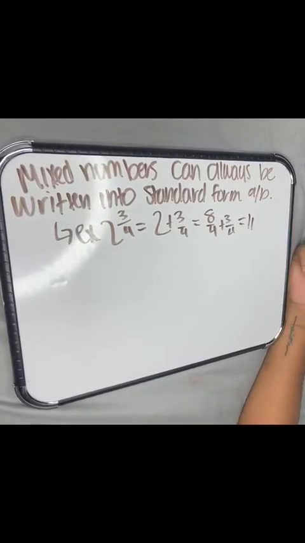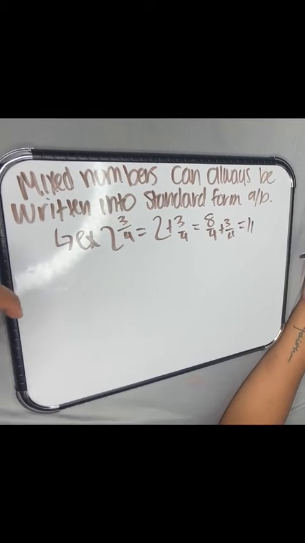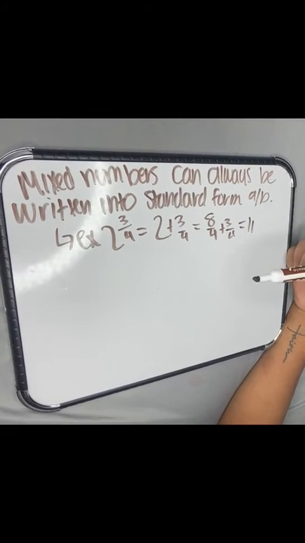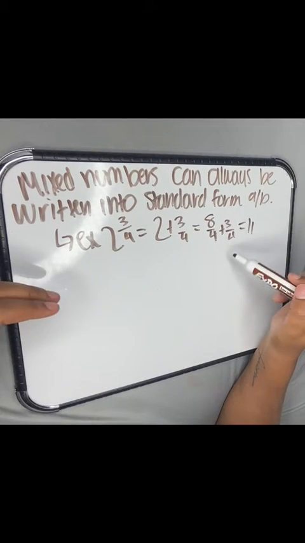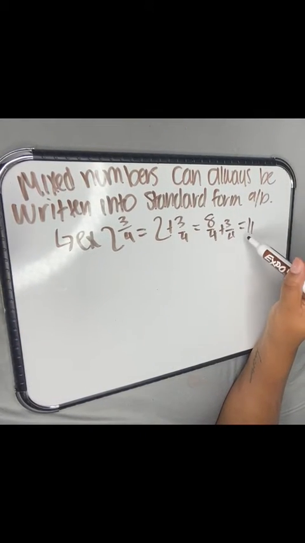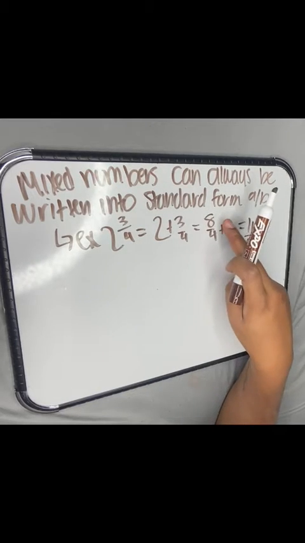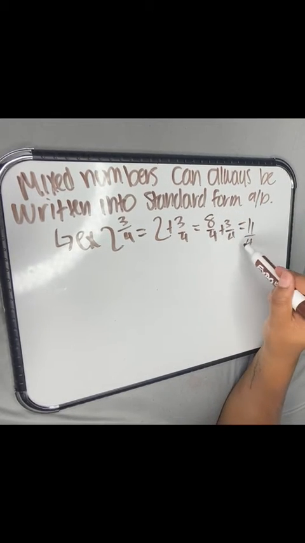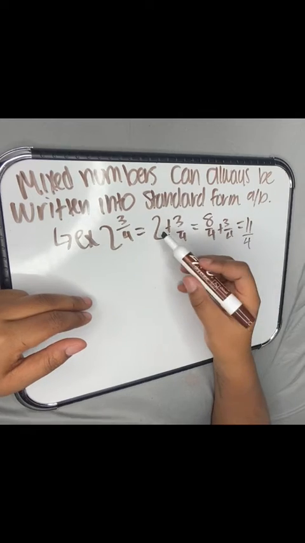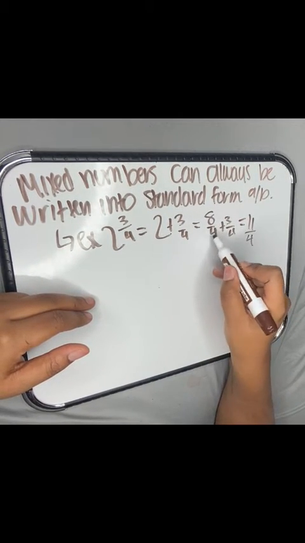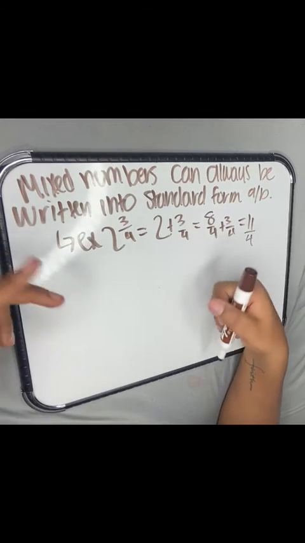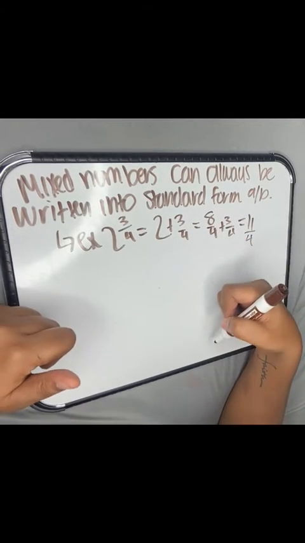Okay, so mixed numbers can always be written into standard form A over B. Example, 2 and 3/4 equals 8 over 4 plus 3 over 4, which gives us 11 over 4. And we know that because 8 plus 3 is 11, and the denominator is never changed, so that will stay 4. We know that 2 is equivalent to 8 over 4 because 8 divided by 4 is 2.